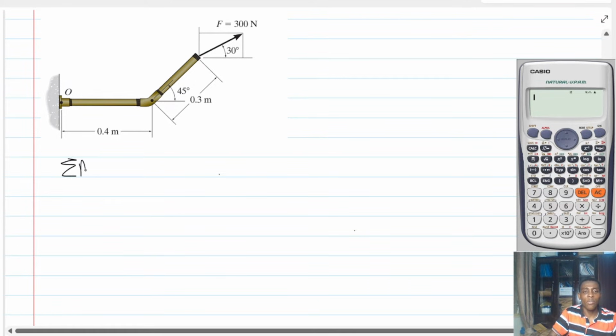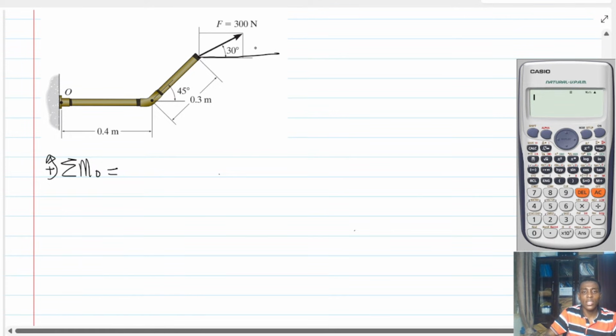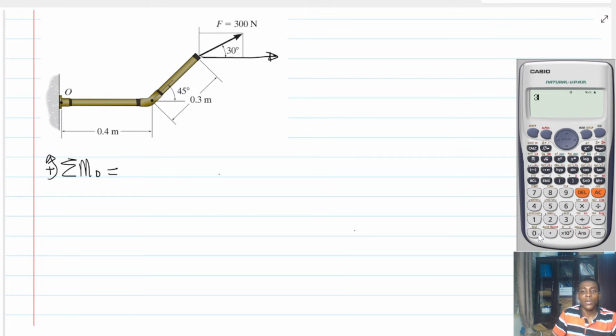So we will say that summation of moment about O, counterclockwise is positive, and then we begin. Using the principle of moment, I have to resolve this into X and Y components. Is that right? All right. So I will resolve this force into an X component, in this direction, given by 300 cosine 30. And what is that? I'm going to get 259.807, or let's say 259.81.